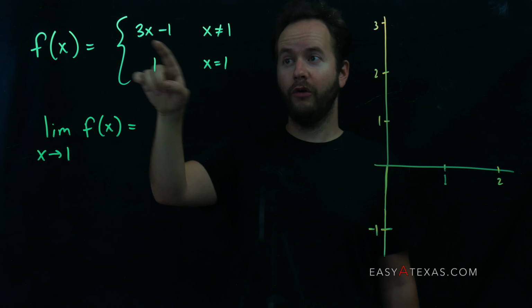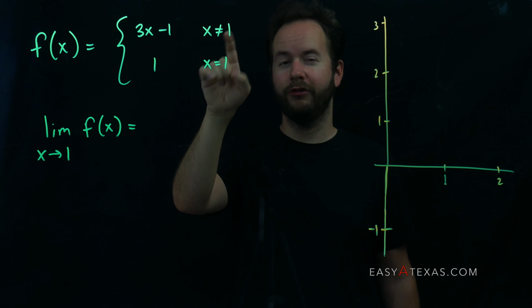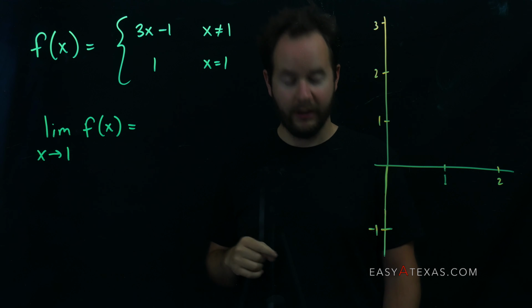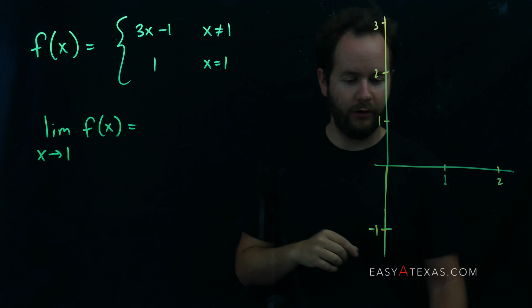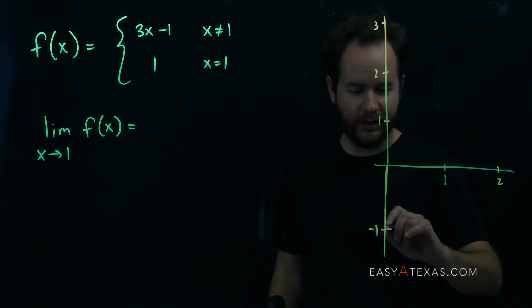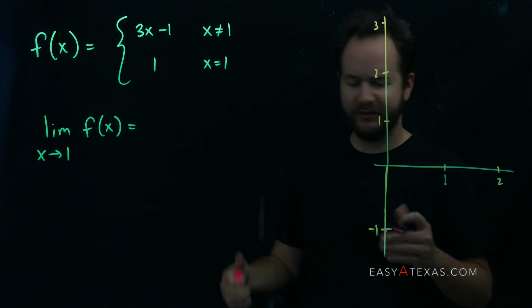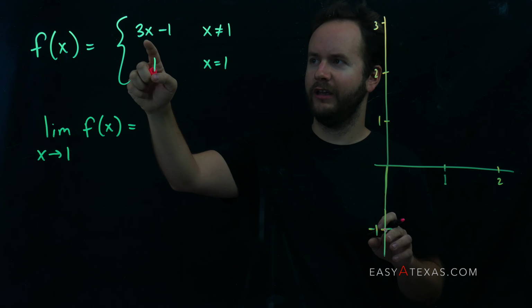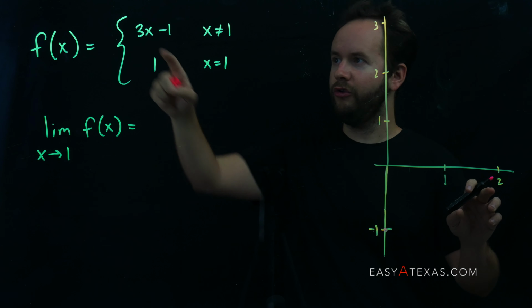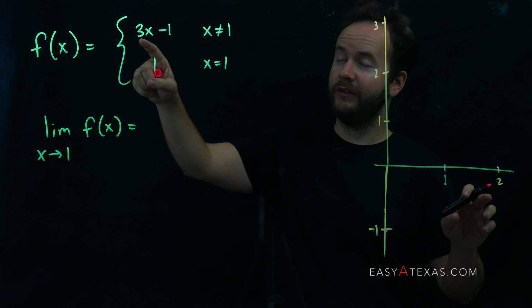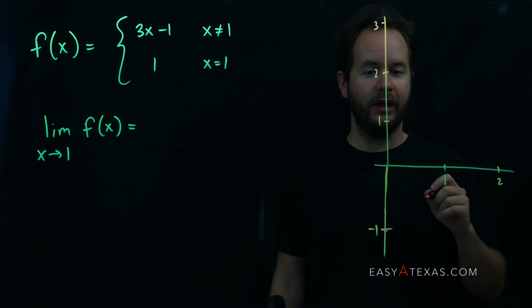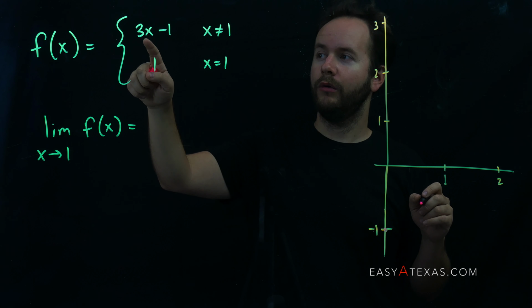Bear in mind this function only exists for values of x that are not equal to 1, so there's going to be an open circle somewhere on this graph, namely at x equals 1. So this is a line with a y-intercept of negative 1 and a slope of 3. Let's plot some points actually. When I plug in 0 to this function, I get negative 1. When I plug in 2, I get 2 times 3 is 6, minus 1 is 5. It's going to be way up here. And then when I plug in 1, I get 2.